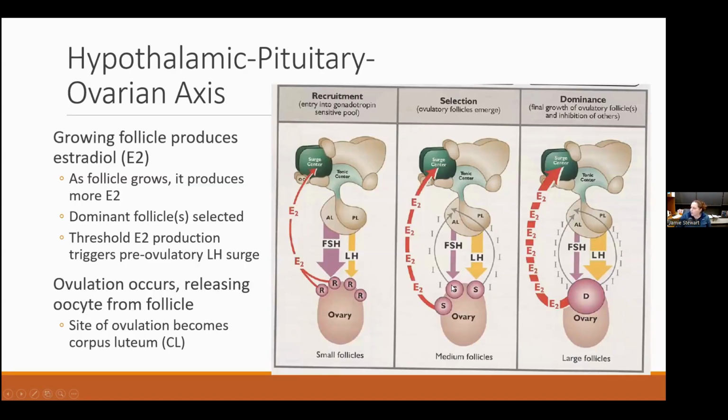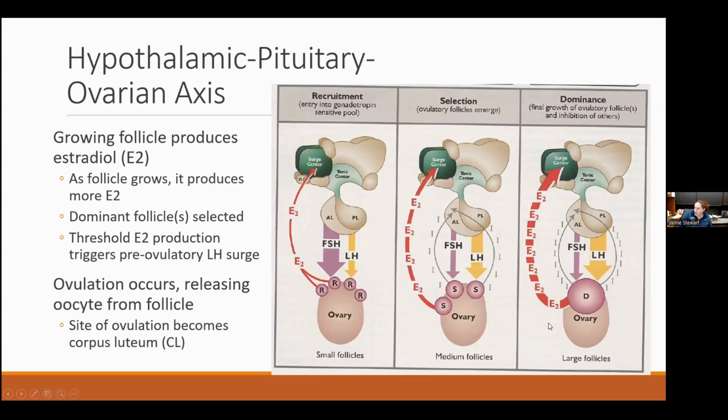You might notice over here there's a little eye. These follicles, as they start growing, start to produce another hormone called inhibin. That acts directly on the anterior lobe of the pituitary, and that also helps to decrease FSH production. So it's kind of a negative feedback mechanism right there.